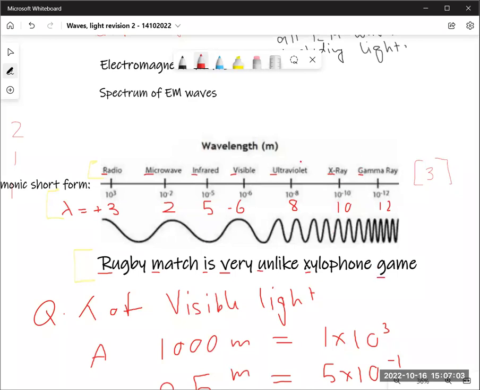The first letters are the same. Okay. So it will help you understand the order of these. You must write them in the correct order in the exam. So microwave comes after radio wave, infrared comes between visible and microwave, right? So rugby match is very unlike cell phone game.